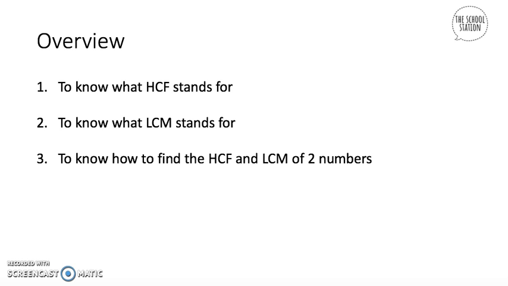So I hope that this video has helped you, and just to give you an overview of what we have learned in this video. We learned what HCF stands for, which is highest common factor. We also now know what LCM stands for, which is lowest common multiple, and we also know how to find the HCF and LCM of two numbers.